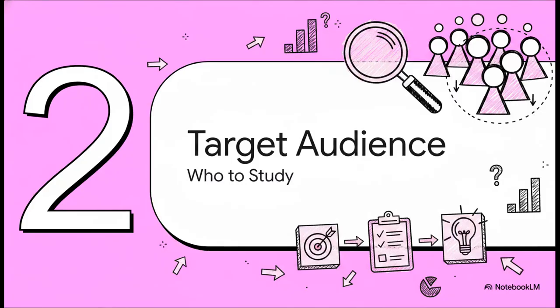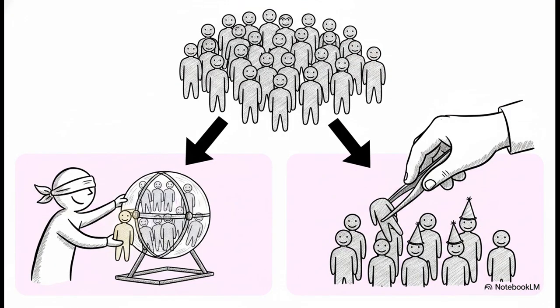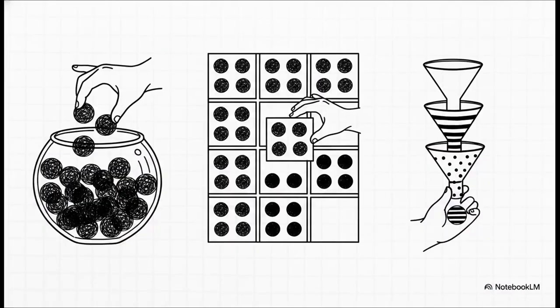Moving right along to Section 2, selecting your target audience. Bottom line up front here, your insights are literally only as good as the people you study. How you sample shapes your entire result. You're either going to use random sampling, where everybody has an equal shot of being chosen, or non-random sampling, where you purposefully target very specific profiles. If you absolutely need a level playing field, random sampling is your go-to.